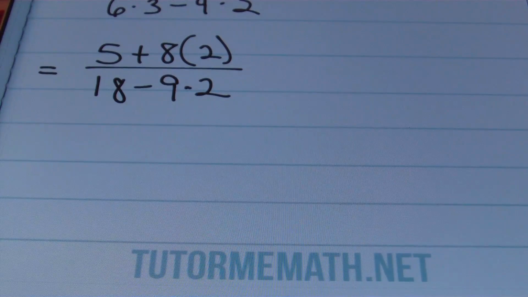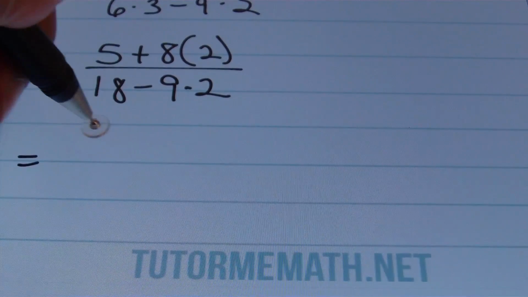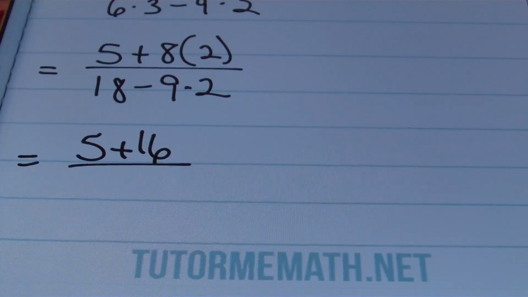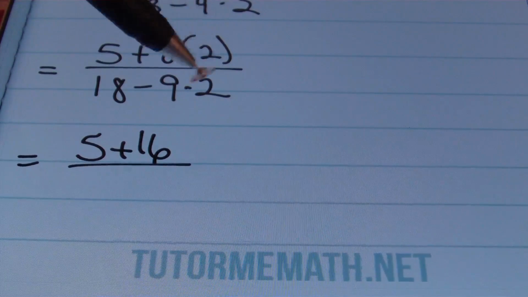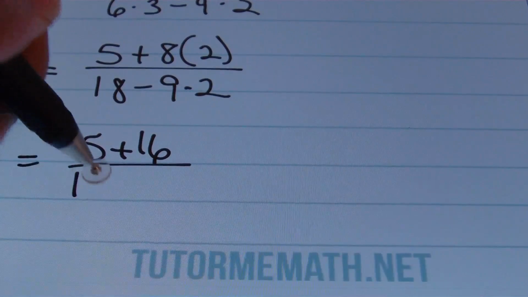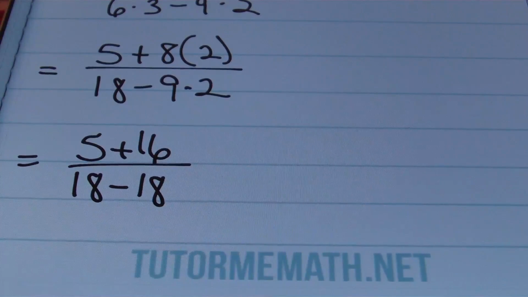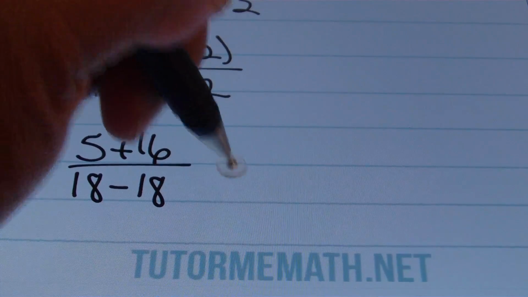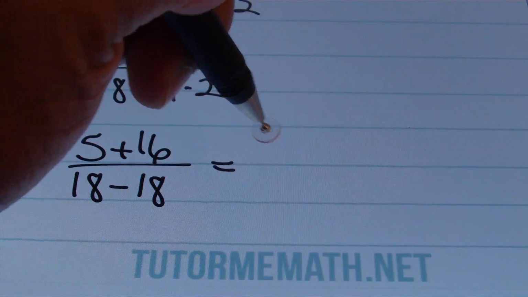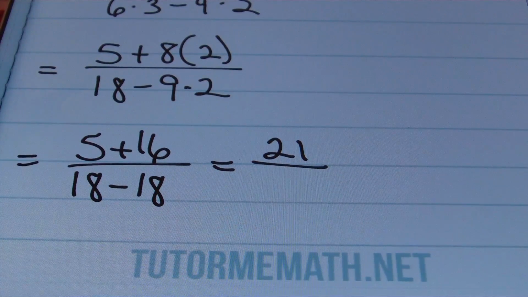All right, so in the numerator we have addition and multiplication. So what goes next? Exactly, multiplication does. So in the numerator, I'll have 5 plus 16, divided by, and in the denominator, we have subtraction and multiplication, and multiplication goes before subtraction. So I'll have 18 minus 18. And we'll be adding in the numerator and subtracting in the denominator. So in the numerator, we know that 5 plus 16 gives us 21, right? And in the denominator, 18 minus 18 is 0, and then we're asked to simplify 21 divided by 0.